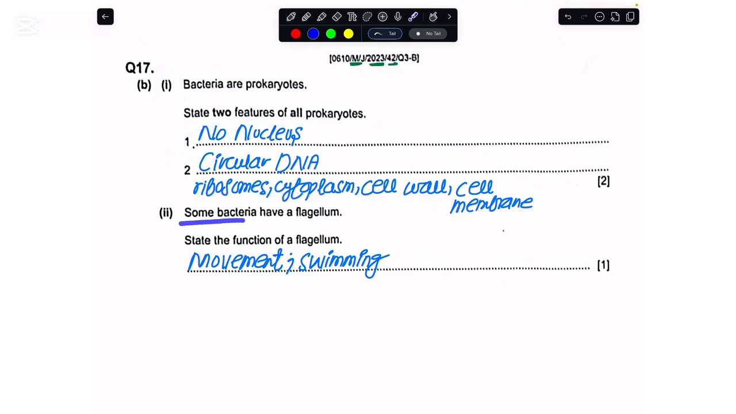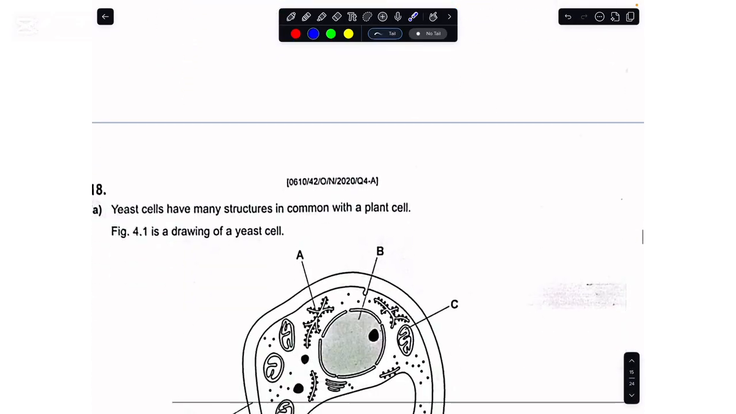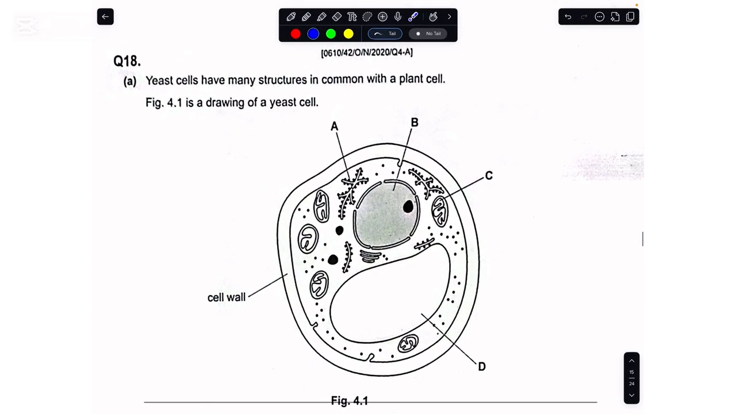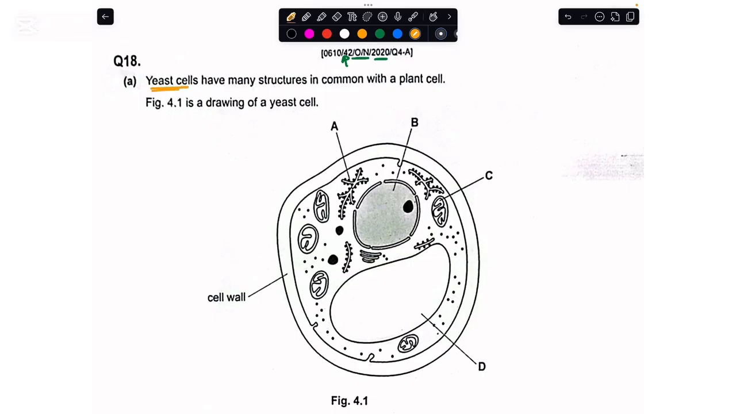They say some bacteria have the flagellum, and we are required to tell our examiner the function of the flagellum. So this is movement, or you could say swimming. And now let us come to this 18 part. This came in the year 2020, October November 4.2. And here they say that yeast cells have many structures which are common with plant cells.